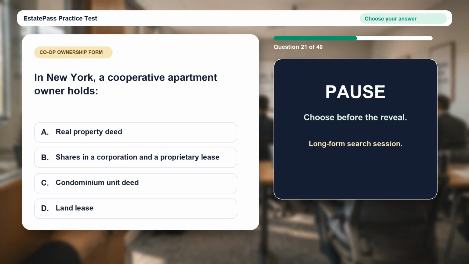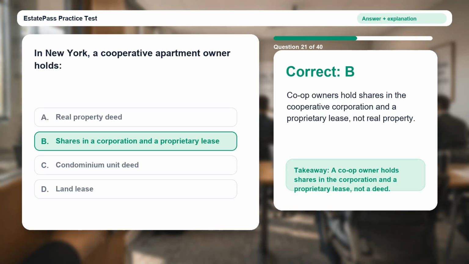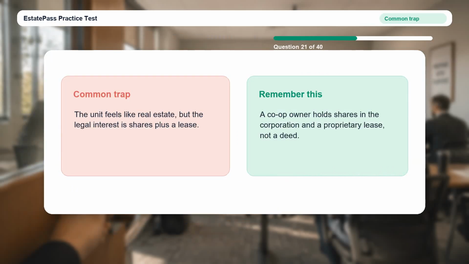License number. Question 21. In New York, a cooperative apartment owner holds. Your choices are A. Real property deed, B. Shares in a corporation and a proprietary lease. The correct answer is B. Shares in a corporation and a proprietary lease. Explanation. Co-op owners hold shares in the cooperative corporation and a proprietary lease. Common trap. The unit feels like real estate, but the legal interest is shares plus a lease.